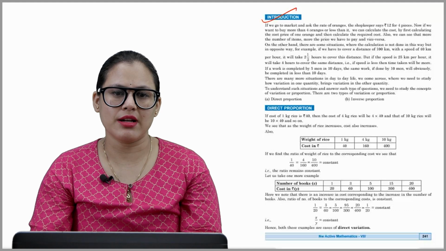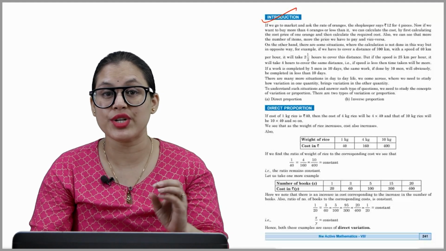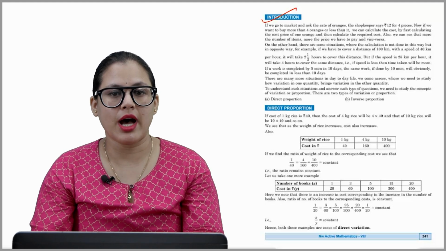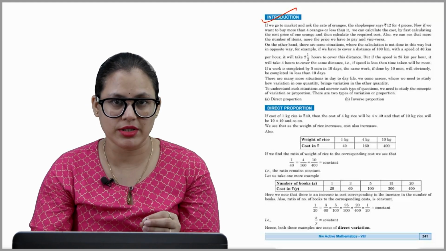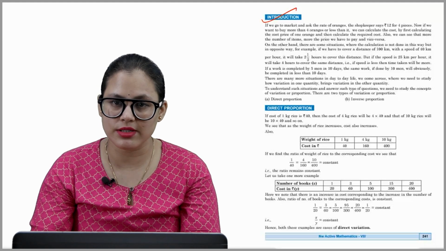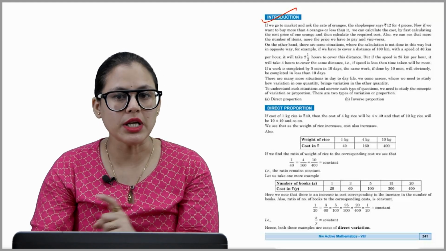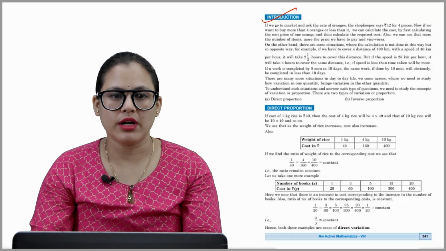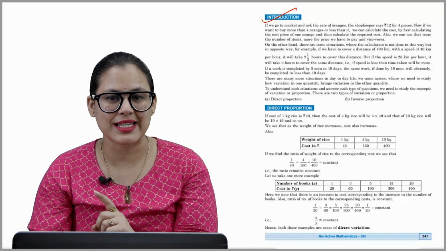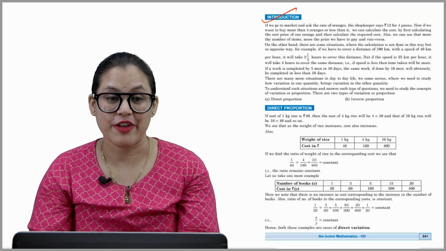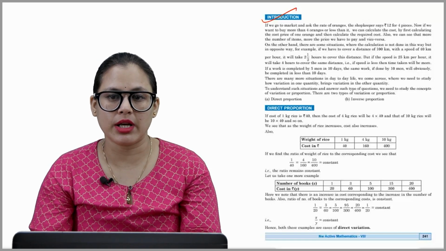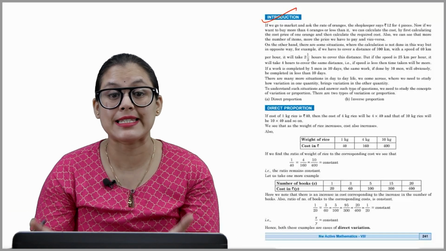On the other hand, there are some situations where the calculation is not done in this way but in the opposite way. For example, if we have to cover a distance of 100 km with a speed of 40 km per hour, it will take 2.5 hours to cover this distance. But if the speed is 25 km per hour, it will take 4 hours to cover the same distance. That is, if the speed is less, then time taken will be more. If a work is completed by 5 men in 10 days, the same work if done by 10 men will obviously be completed in less than 10 days.